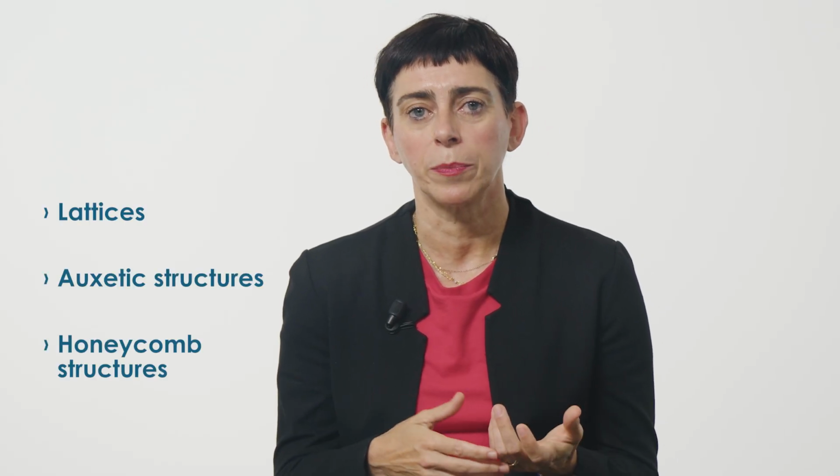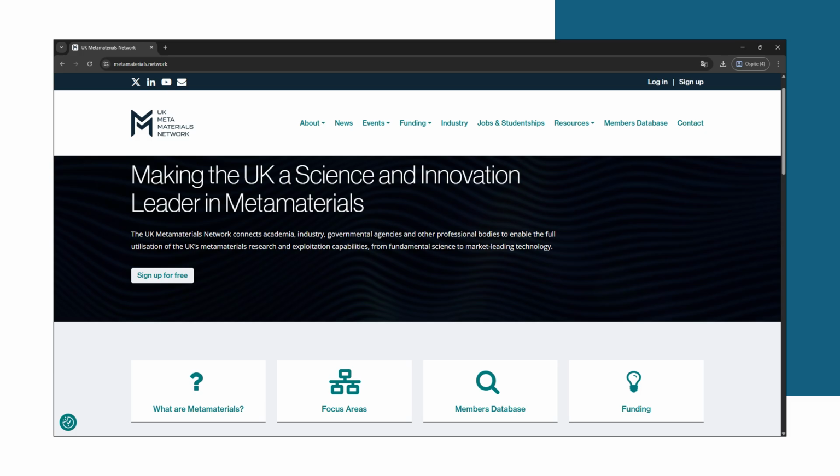The advent of 3D printing technologies, both for plastics and metals, has enabled the manufacturing of lattices, auxetic, and honeycomb structures which can tailor stiffness, strength, and energy absorption. I have added the website of the UK Metamaterials Network into the supporting materials for this lecture, where you can find more information about metamaterials research and applications.